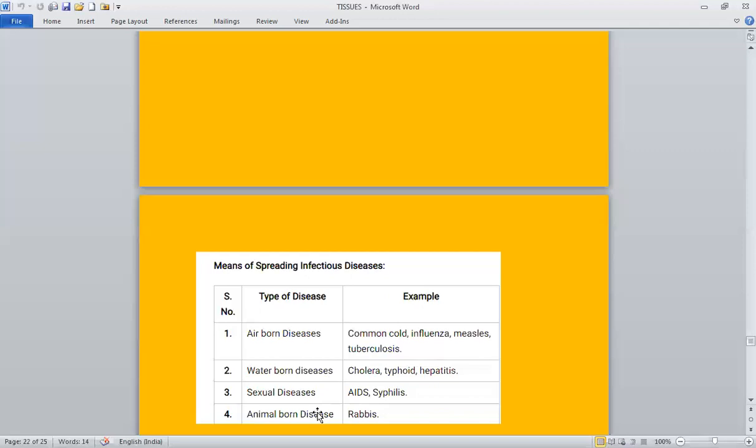Then animal-borne diseases. Flies and mosquitoes are the carriers of many disease-causing germs. Some animals also carry the disease-causing microbes from one person to another. Such animals are known as vectors. Mosquitoes are important disease vectors.